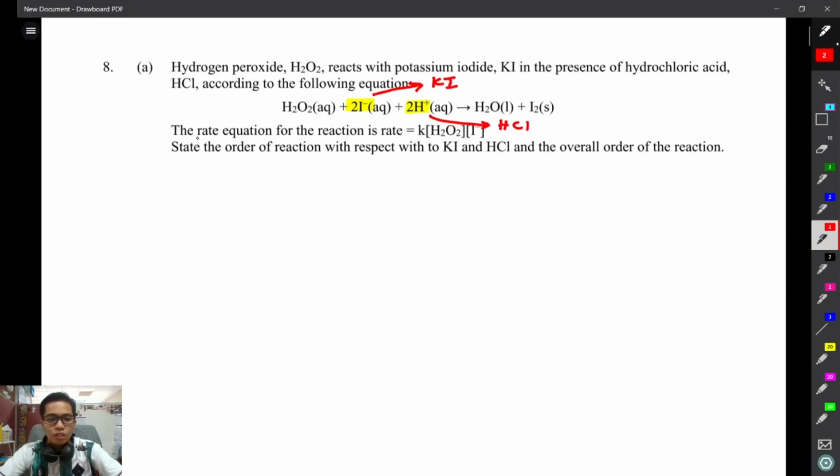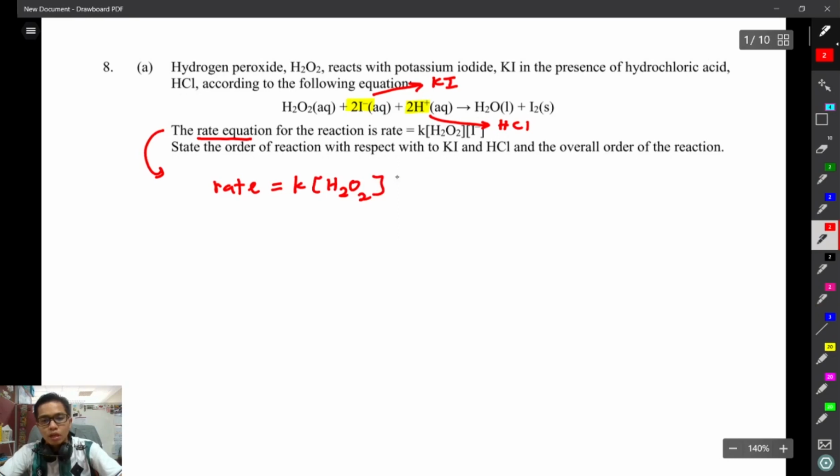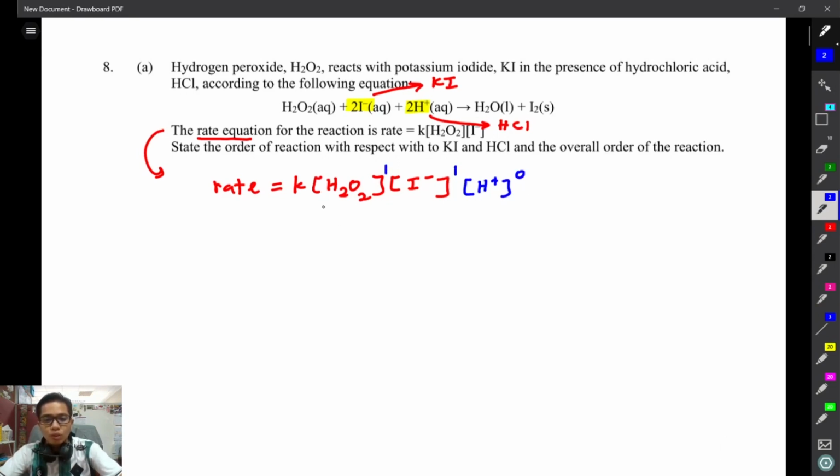And then from the rate equation, rate equal to k concentration of H2O2 times I minus. So from this, what we can conclude is H2O2 is the power of 1, I minus also with the power of 1, while H plus is the power of 0. So in other words, H2O2 is first order, I minus also first order, but H plus is 0 order.